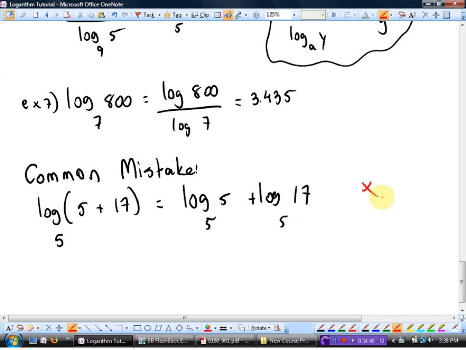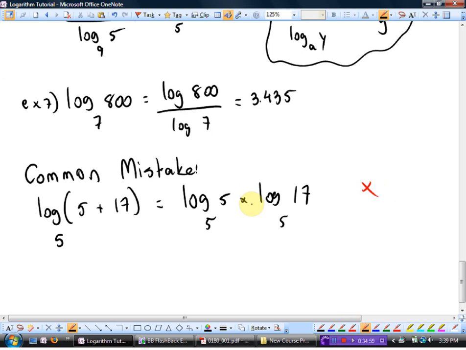Now, what's the multiplication rule? Multiplying inside the log is the same as adding outside the log. It doesn't work the other way around. Or I'll see it this way: instead of a plus sign there, I'll see a times sign there.